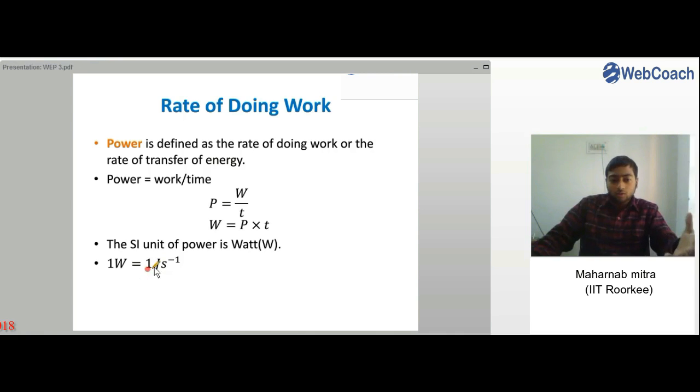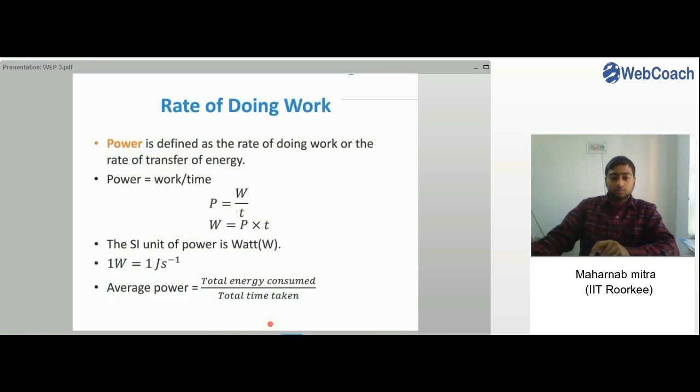So 1 watt is defined as 1 joule per second. You can see if the unit of power is watt, the unit of work should be joules as it is in SI unit, and time should be second. So the unit watt can be defined as joules per second. So 1 watt can be told as 1, the numerical value, and the unit joules per second, right? 1 watt is equal to 1 joule per second.